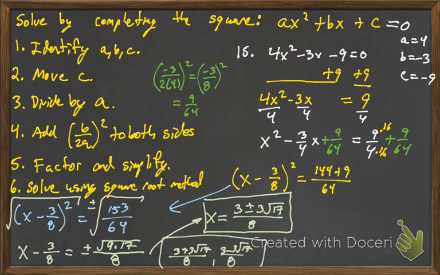Okay. So we're going to run through another example here, and then we'll do an application of completing the square. Okay. So number 16, we have x squared minus 8x minus 4 is equal to 0. We'll identify our ABCs.